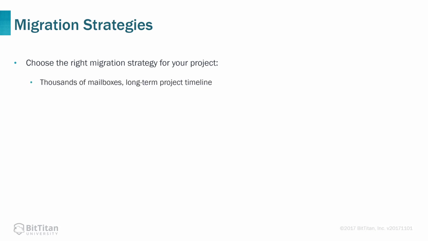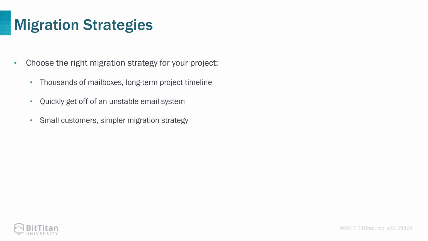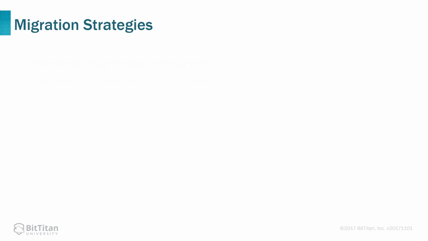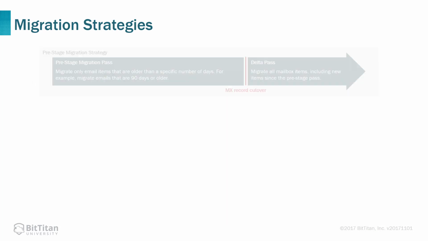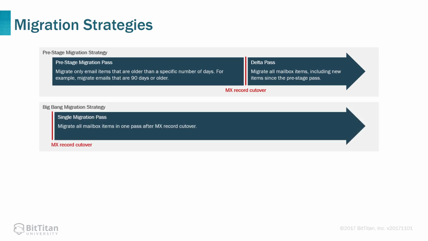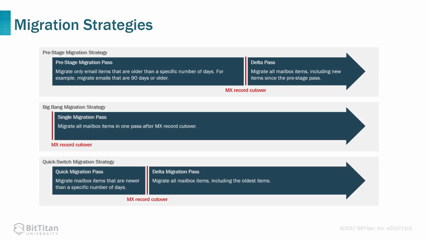Some customers might have thousands of mailboxes requiring considerable planning and long-term project timelines. Some customers simply want to get away from an unstable email system as quickly as possible. Other customers have so few mailboxes that a simpler migration strategy will work best. Because of these variables, you should carefully consider your migration strategy and choose the one that best meets the needs of your customer. 3 migration strategies can be used with MigrationWiz: Pre-Stage, Big Bang, and Quick Switch.